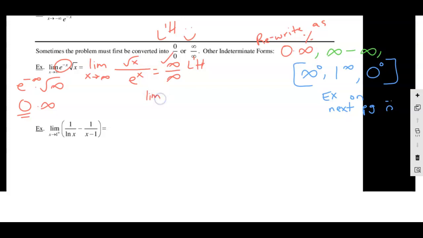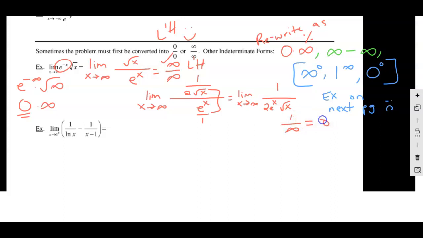So let's go for it. I'm still going to have the limit as x is approaching infinity. You have 1 over 2 roots of x, and the derivative of e to the x is e to the x. Let's regroup it: limit as x goes towards infinity, do your sandwich trick, that's all going to go to the bottom. So I have 2 e to the x root of x, and a 1 on the top. I know I'm about to get an answer because the top is a number. Remember, when either the top or the bottom is a number, you're about to get an answer. Here you'd end up getting 1 over infinity, so this limit is going to be 0.